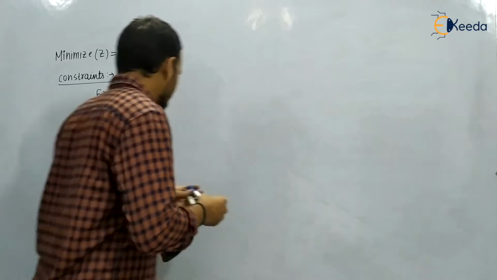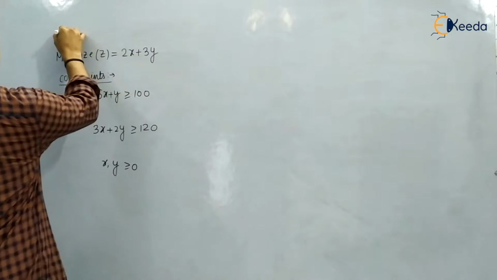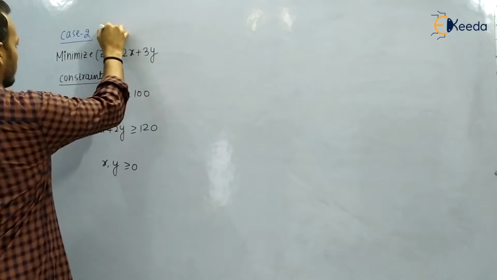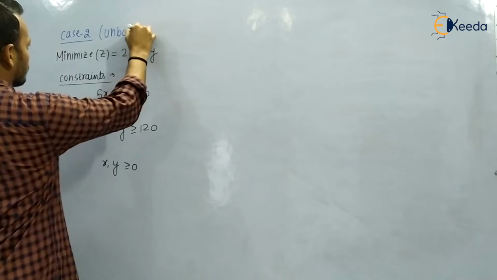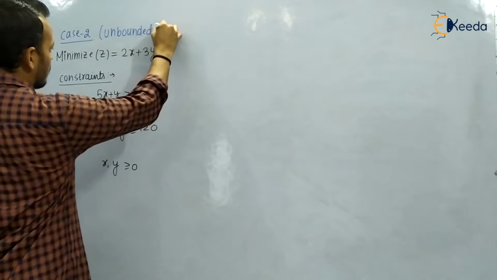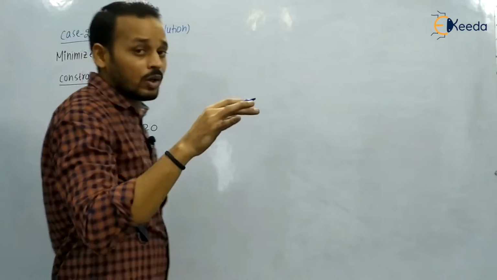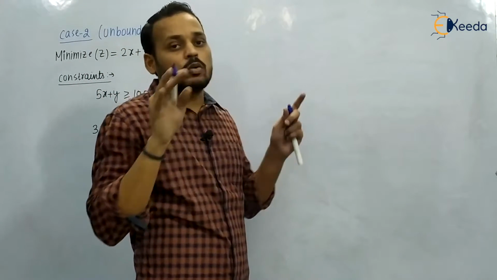So this is our second case, case number 2, that is the unbounded solution. Unbounded means there is no boundary, there is no limitation. So we have already taken the example.